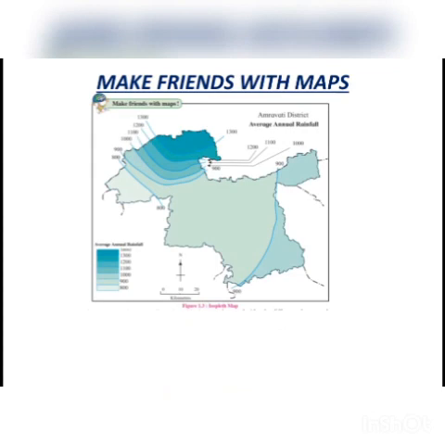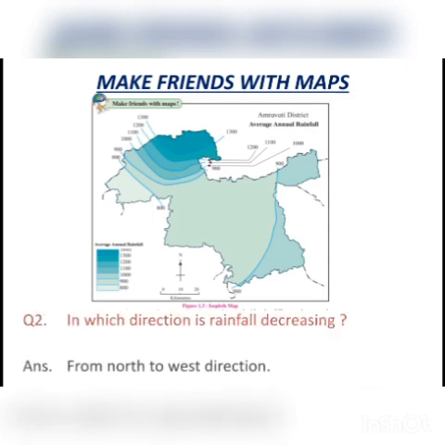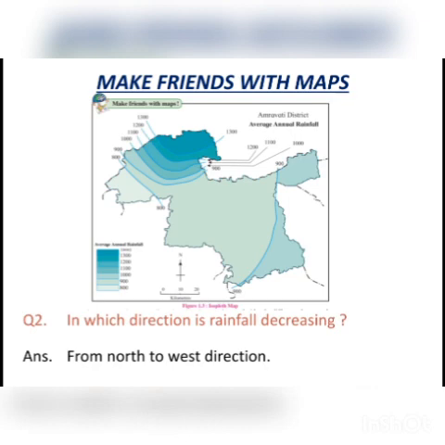Question number 2. In which direction is the rainfall decreasing? If we look at the map, we see that the rainfall is decreasing towards the west. The lowest line number is 800 millimeter and it is located towards west. So it is decreasing from north to west direction.